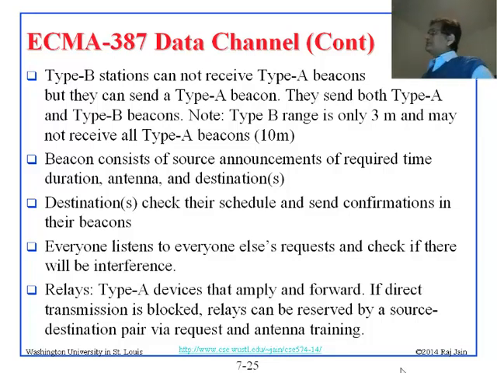And the relays are type A devices that amplify and forward. If direct transmission is blocked, relays can be reserved by a source-destination pair by request and antenna training. So if I find that I cannot talk to B and I want to talk to B, then I would say, can you act as a relay? And relays will probably announce in their beacon that they are a relay. That's how it is done.